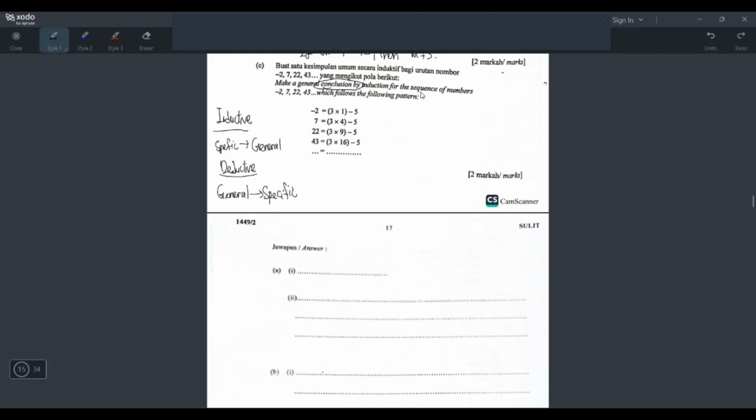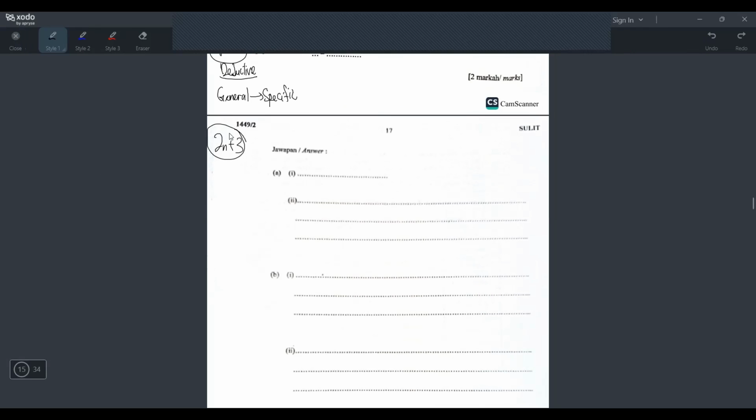Okay, make a general conclusion by induction for the sequence of numbers which follow the following pattern. Okay, can you see these are all specific? But I have to convert this to a general formula. Okay, but if it's a deductive argument, they will give you the formula straight away. For example, let's say 2n plus 3. Okay, this is the general formula. And then they will ask you to sub in the n with 2. Right? So what you do, you just ganti with 2 plus 3. It means from general formula, you have to convert to specific. And they will tell you specific the n berapa macam tu.